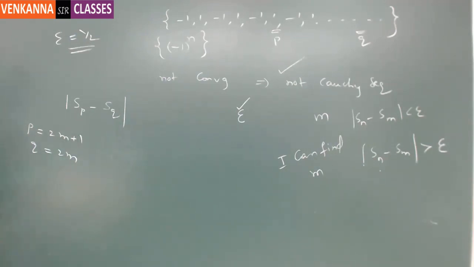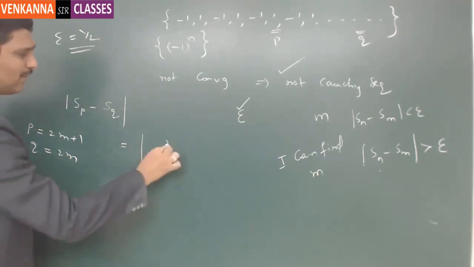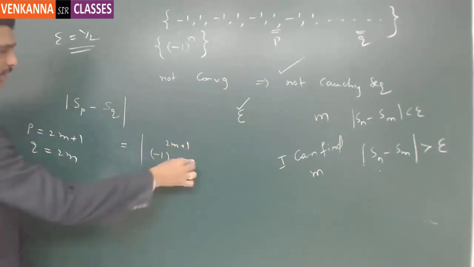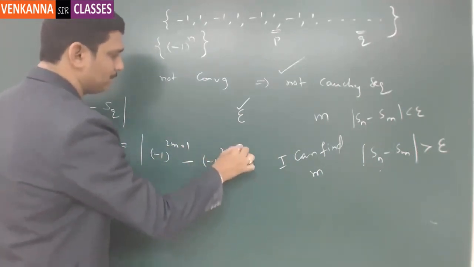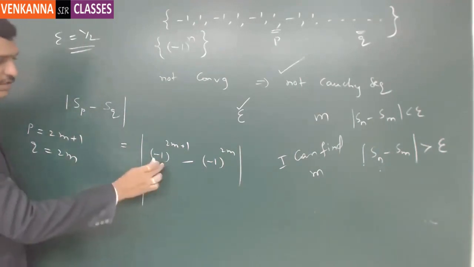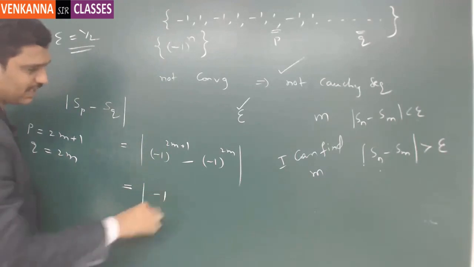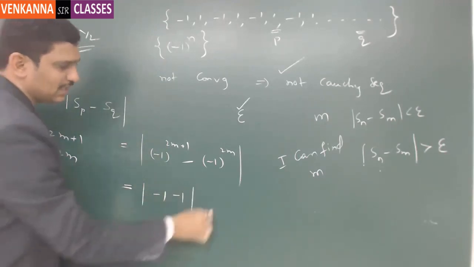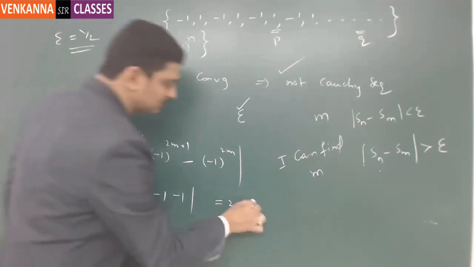So what happens? Sp means minus 1 whole power 2m plus 1, and Sq means minus 1 whole power 2m. If you calculate that, since 2m plus 1 is an odd number, the value of minus 1 whole power n is minus 1, and for 2m it is 1. So the difference is 2, which is greater than epsilon.